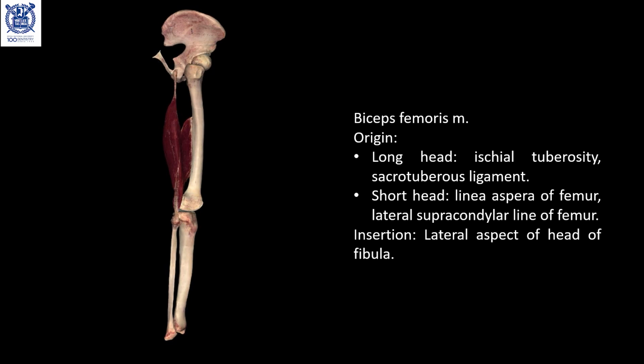Biceps femoris muscle. Origin: it has two heads. The origin of long head is ischial tuberosity and sacrotuberous ligament. The origin of short head is linea aspera of femur, lateral supracondylar line of femur. Insertion: lateral aspect of head of fibula.